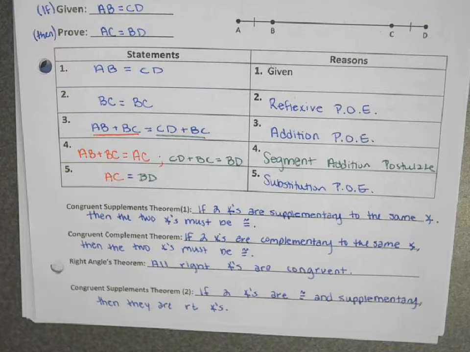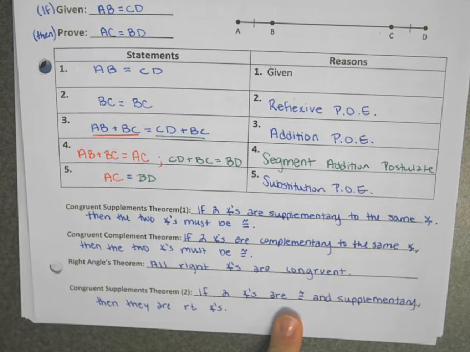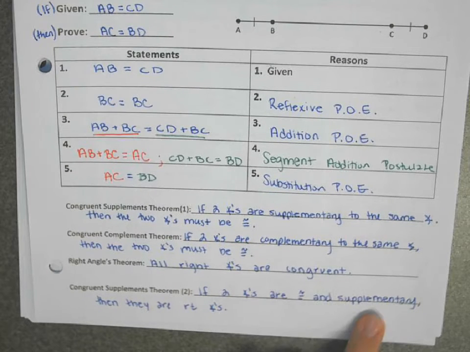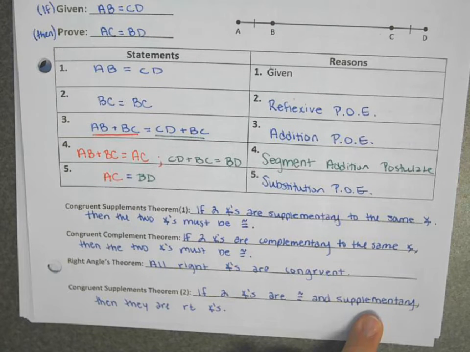Okay. The congruent supplements theorem says if two angles are congruent and supplementary, so they have to have the same measure, and what does supplementary mean? They have to add up to 180. So if they have to have the same measure and add up to 180, what are your only options for the angles? If they have to be the same, and when you add them you get 180, what are the only numbers that work? 90 and 90. They add to 180, and they're the same.